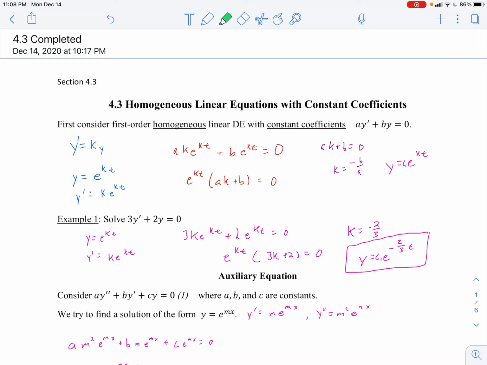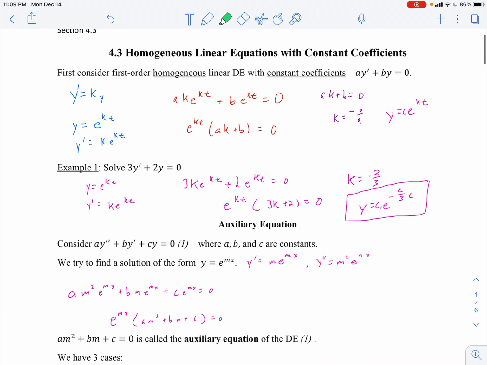Now, we know that e to the kt is never going to equal 0. Because it's never going to equal 0, we can set ak plus b equal to 0. Solving for k, k is equal to negative b over a. And so now we've solved and we found our solution. Since it's a first order, there's only one solution. y is equal to c sub 1 e to the kt, where k is negative b over a. And again, always multiply by that c sub 1 constant.